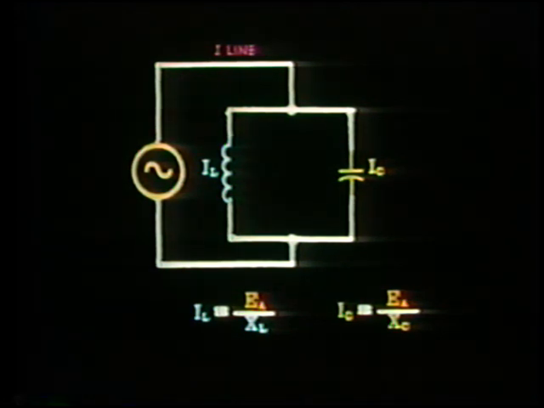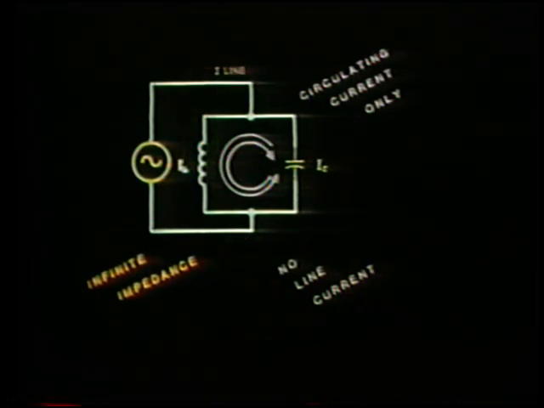IL equals EA over XL. IC equals EA over XC. At resonance, XL equals XC, so the two currents are equal. IL equals IC. But the two currents are 180 degrees out of phase. Therefore, the line current, IT, which is their vector sum, equals 0. The only current flowing is the circulating current in the tank circuit.